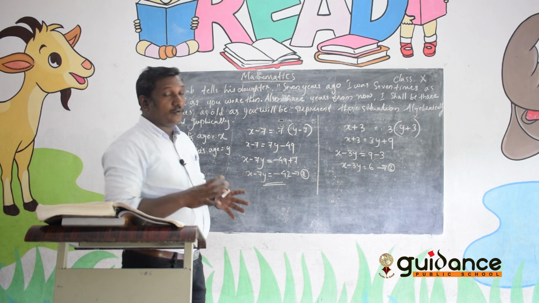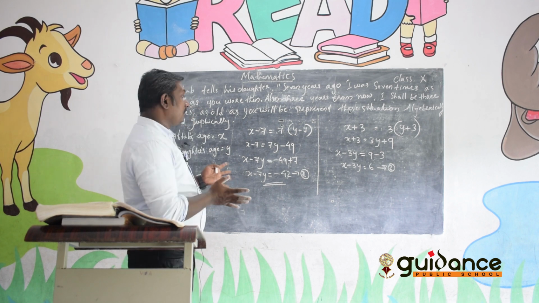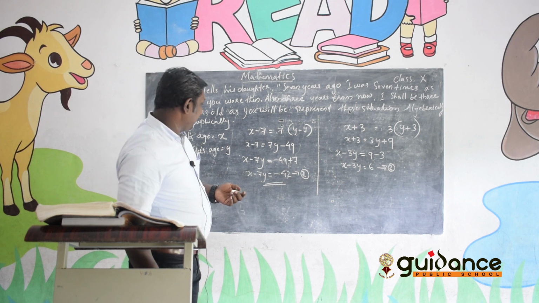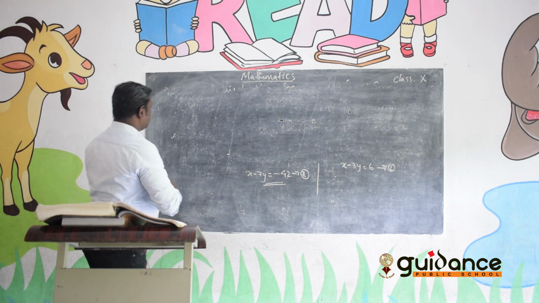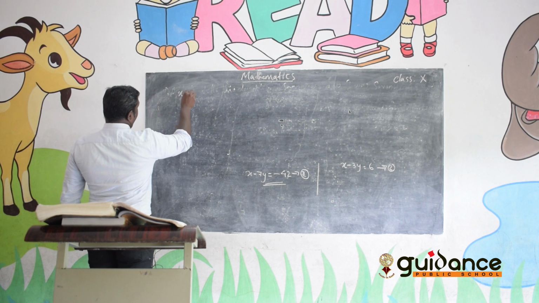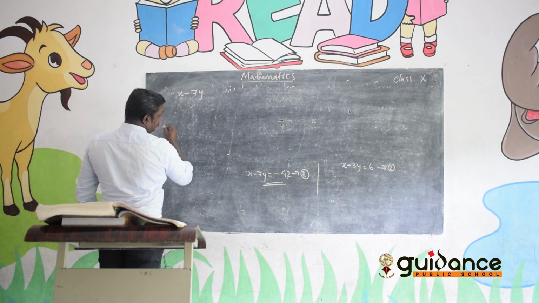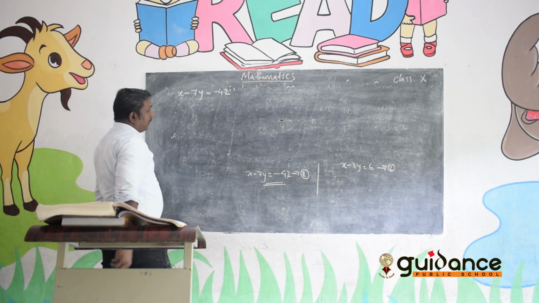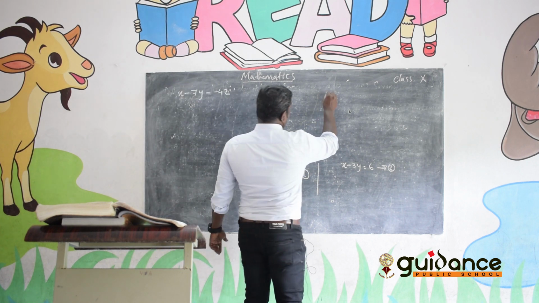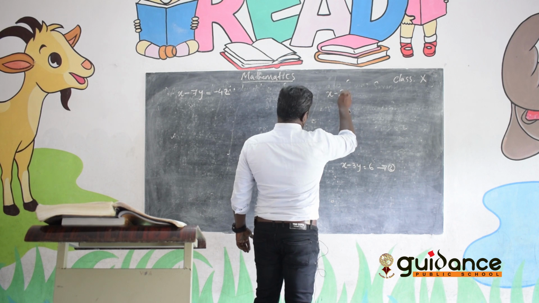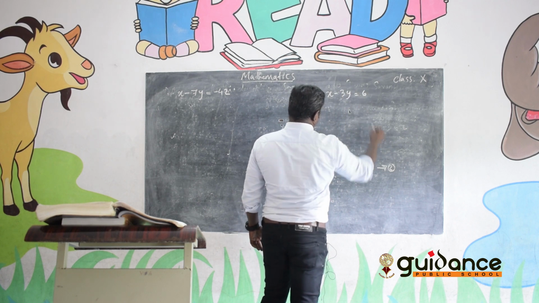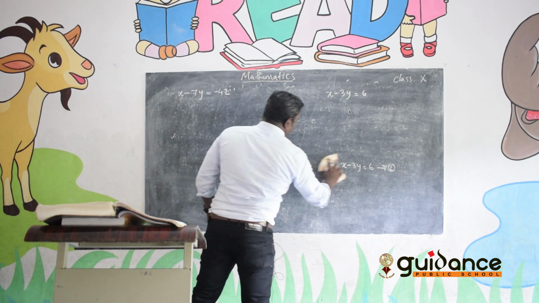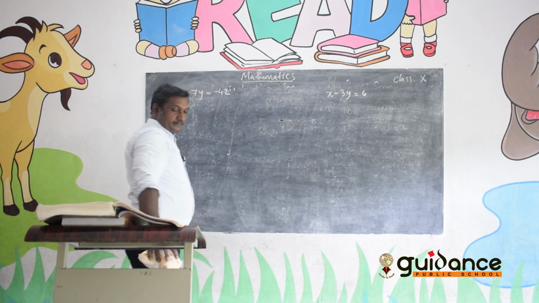Then we can find the values. We can substitute for drawing the graph. We need some values of x and y. How can we find those values? That we can check. The equations are x minus 7y equals minus 42 and x minus 3y equals 6. These are the two equations after solving the situation.